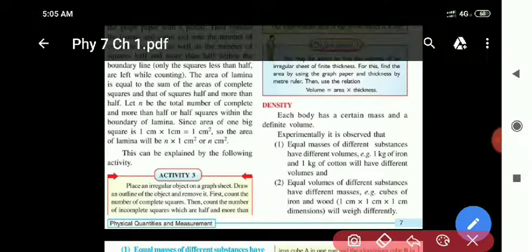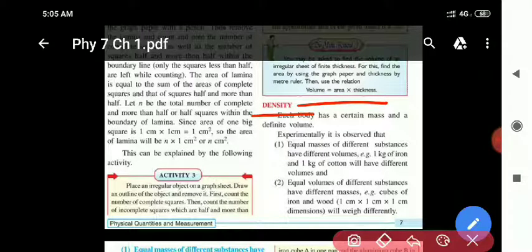You may be asked to find the volume of an irregular sheet of finite thickness. Suppose a sheet is there, so how to calculate the volume of that? For this, find the area by using the graph paper and thickness by the meter ruler, and then we can calculate the volume by area into thickness.